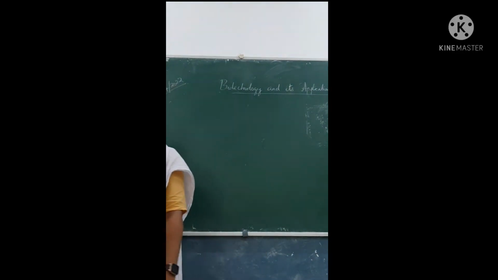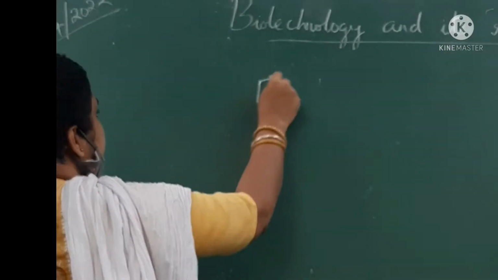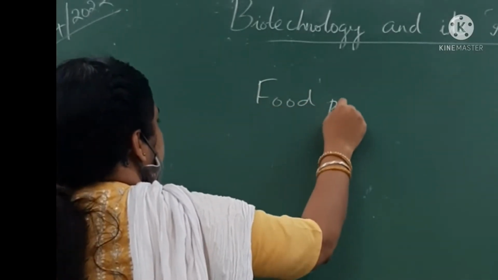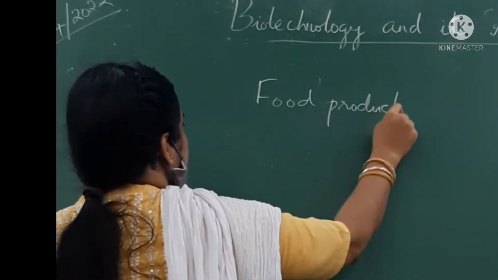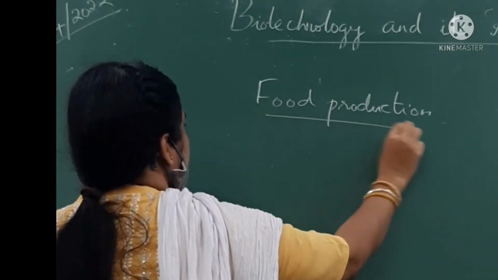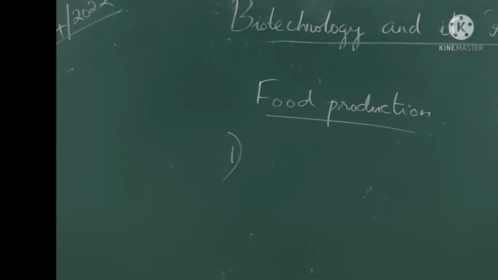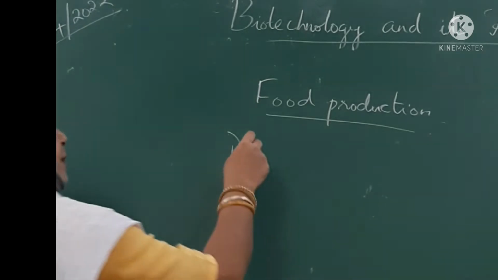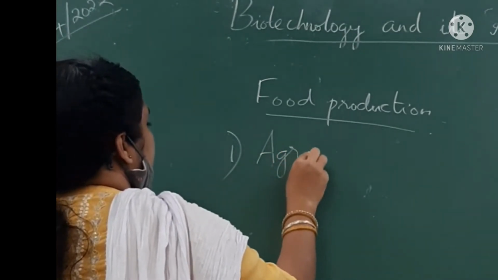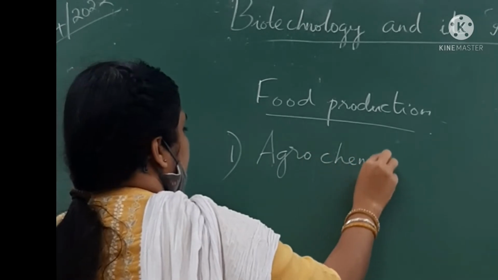To increase the food production for our country, 3 methods are used actually. First, one is agrochemical based type of agriculture. Agrochemical. Chemical means what? Yes, chemical pesticides, chemical fertilizers, they will use all those. So that is the first method, agrochemical based.